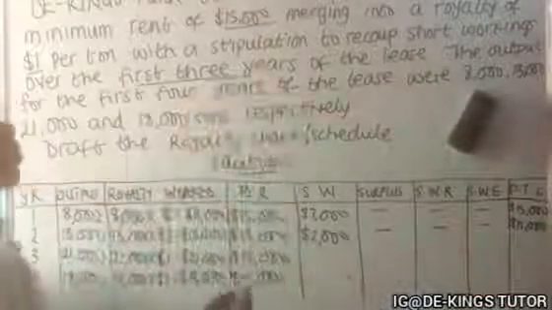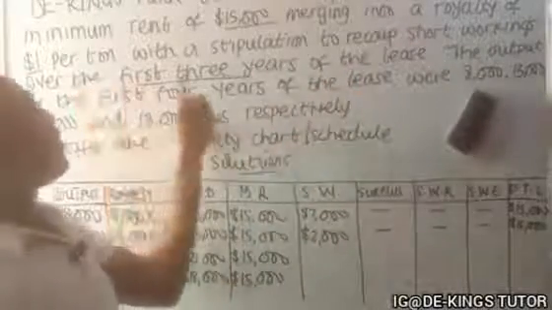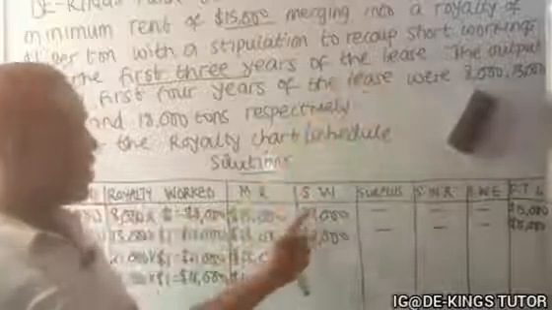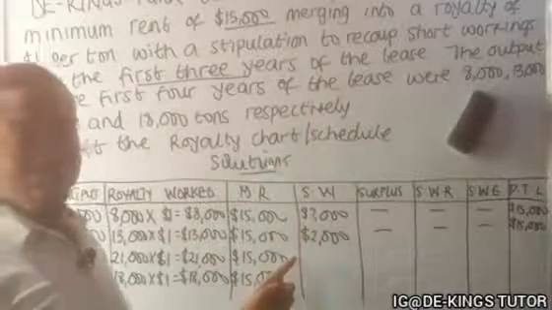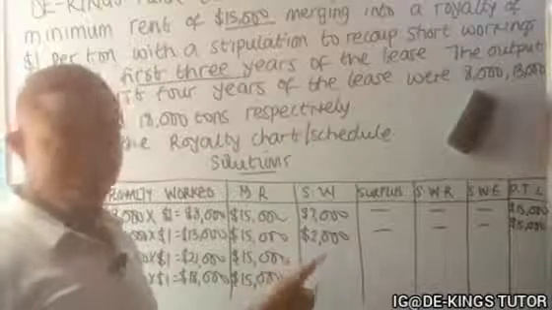$15,000. Now remember, they said to recoup short workings over the first 3 years of the lease. And this is the first year, the second and the third year. If we don't recoup anything here, if we recoup a little, the remaining should be elapsed.